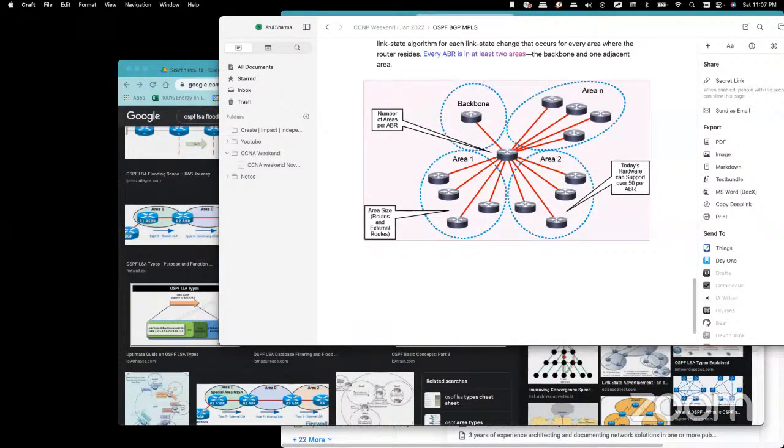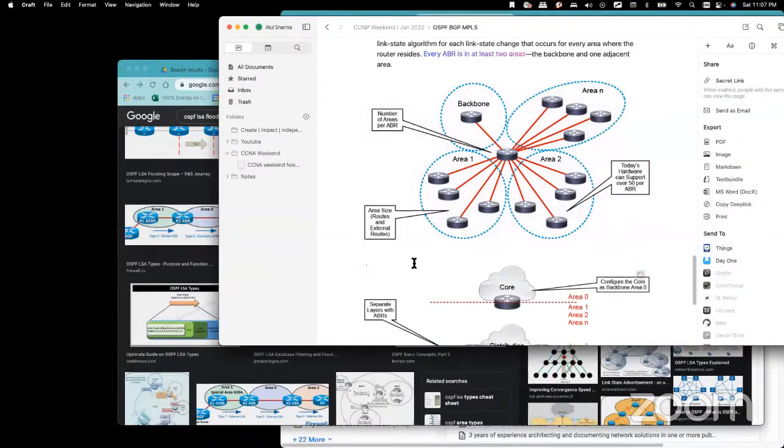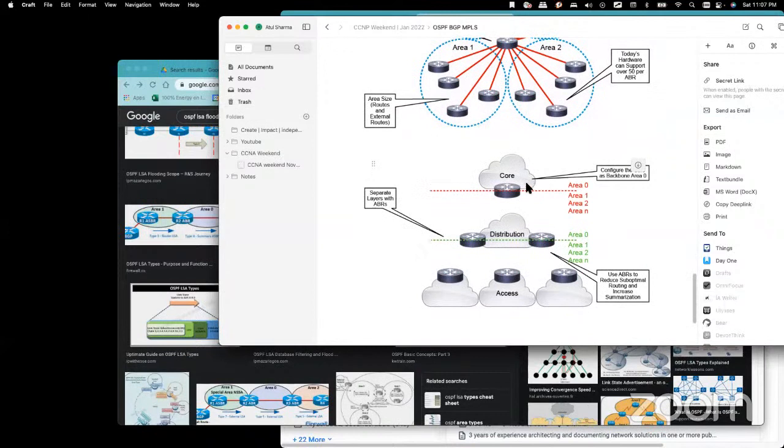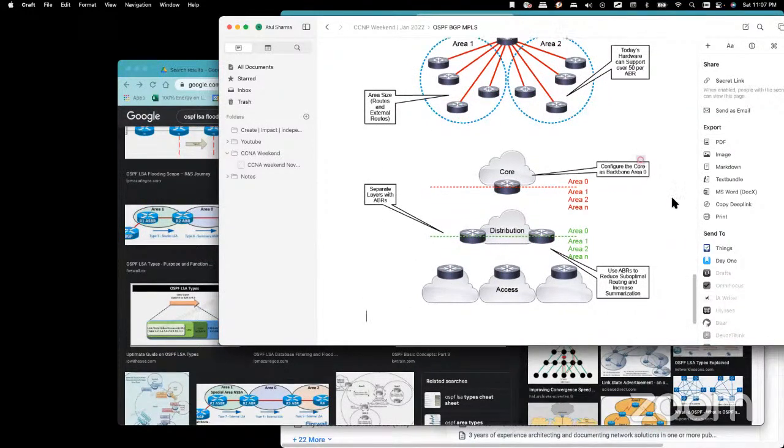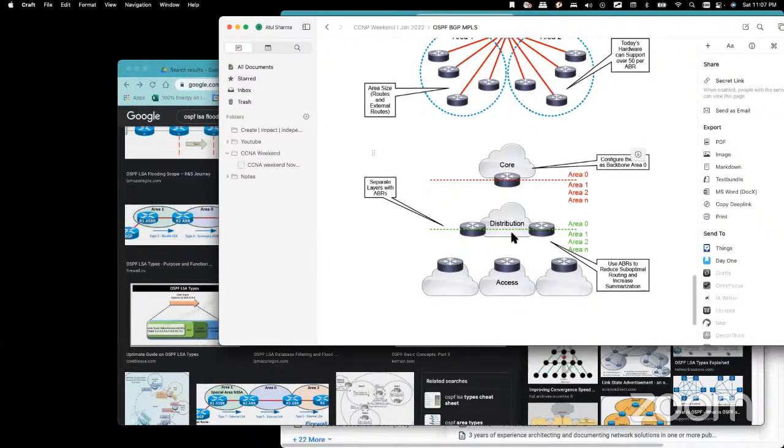So when it comes to the design, okay, so you can separate the design by like this. So you can see you have a core. Okay, like you have a core area as a backbone area 0. After that, you can design the distribution. You can also add this into area 0 or maybe area 1. Okay, then you can put the different areas. So this can be the design. Clear now? Yes, sir.